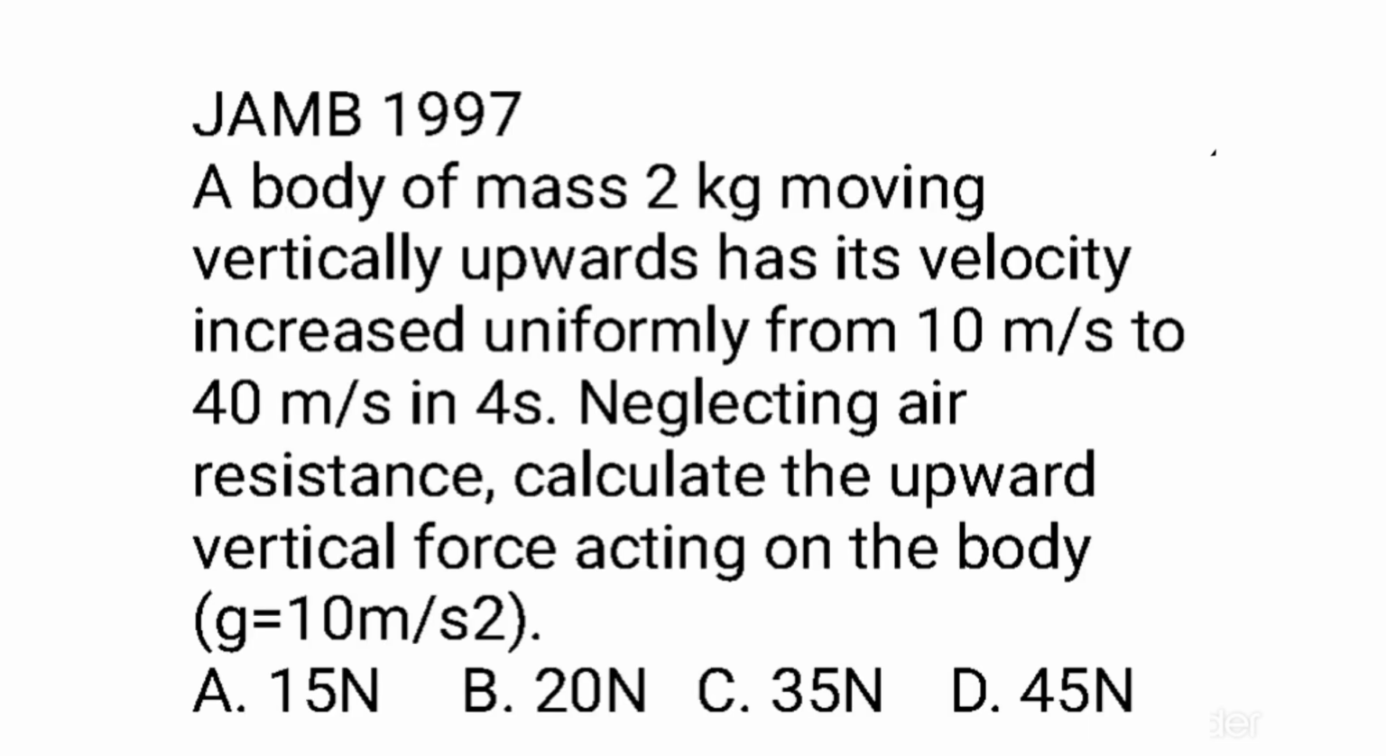Okay, let's take the first example. A body of mass 2 kg moving vertically upwards has its velocity increased uniformly from 10 meters per second to 40 meters per second in 4 seconds. Neglecting air resistance, calculate the upward vertical force acting on the body. g is given as 10 meters per second squared. This is from JAMB 1997.